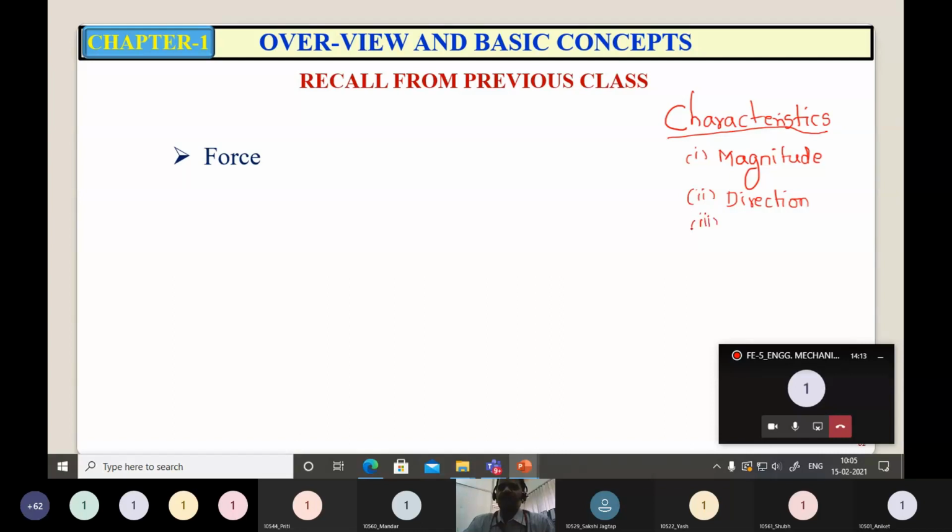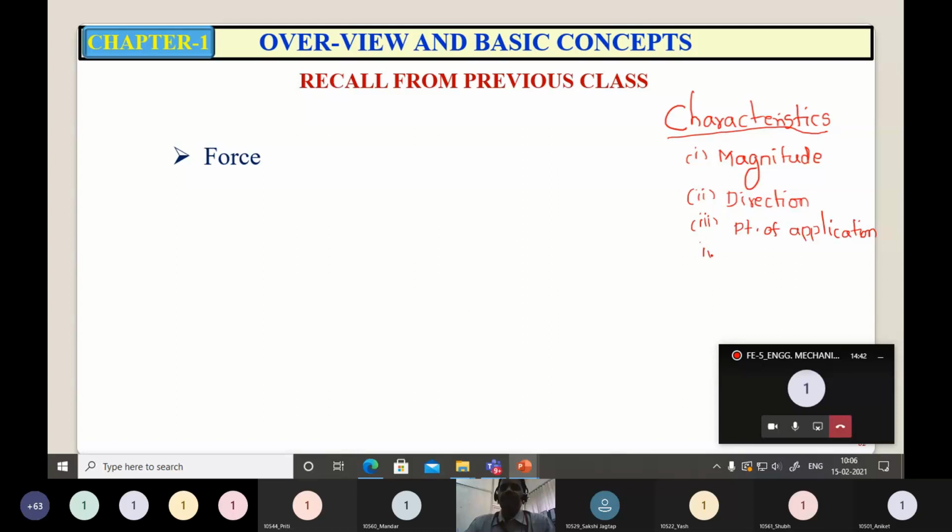And what is the third characteristic? Point of application. The point of application of force is defined as the point at which the force is assumed to be concentrated. Force will never act at a point, but if the area of contact is small, we assume that the force is acting at a point.